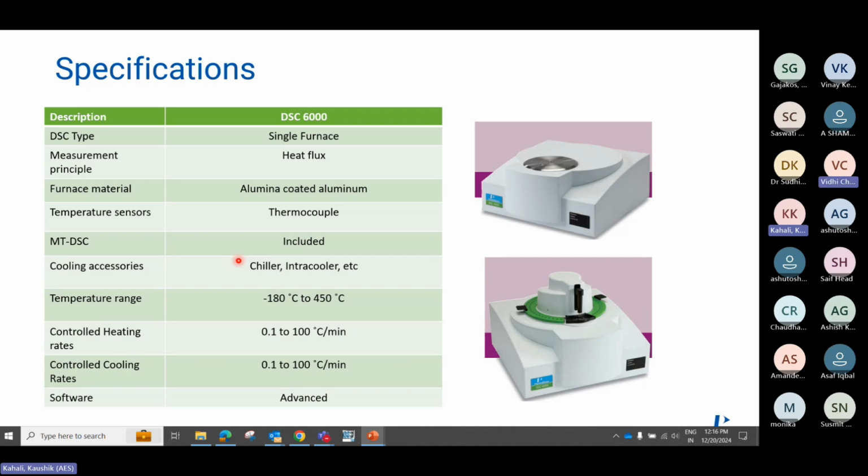The heating and cooling rate of the system can be controlled through software, from 0.1 to 100 degrees Celsius, and you can set that in the software when you are creating the method for your particular sample. And the software is advanced, that means apart from normal DSC calculations, additional features like kinetics and specific heat calculations are there in the software. So all the advanced calculations are added in the software supplied along with this system.